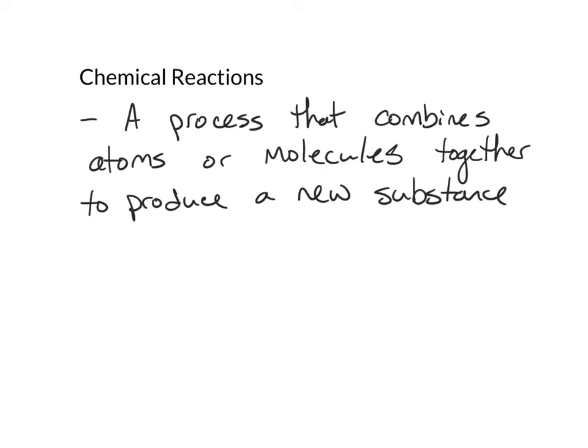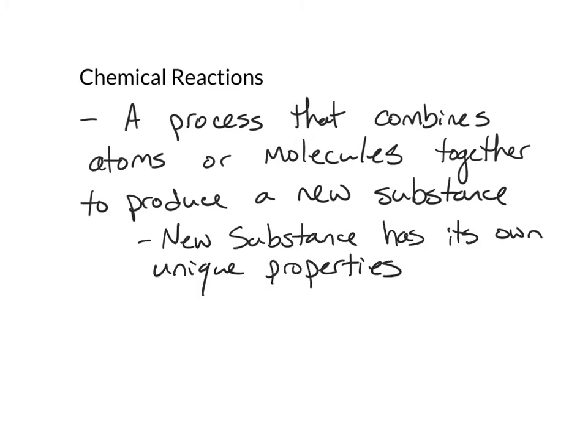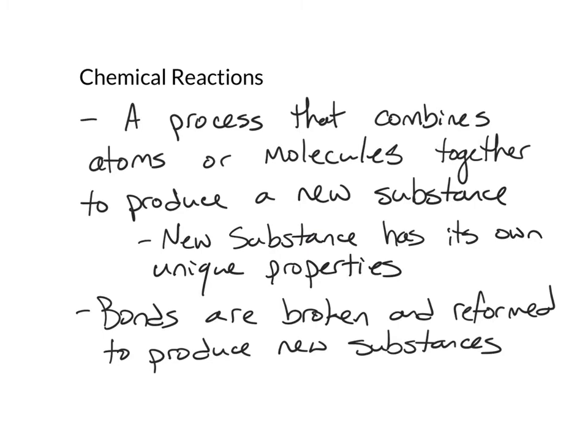A chemical reaction is a process that combines atoms or molecules together to produce a new substance. It's important to note that in a chemical reaction, a new substance is created. The new substance does not have any of the properties of the things that you combine together. The new substance has unique properties all on its own. Another characteristic of chemical reactions is that bonds are broken and reproduced to make new substances.